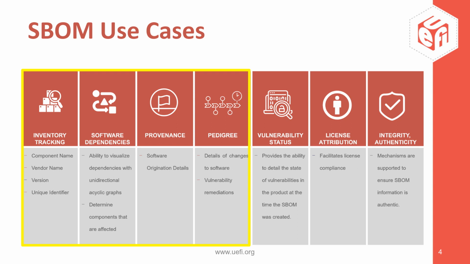Provenance, of course, is just knowing if you have, say, for instance, an open source component, what is that open source component based on? Where did it come from? What was its version? And this is especially relevant if you make changes on top of that. That brings us to pedigree, and this is the practice of tracking any changes that you make to components.